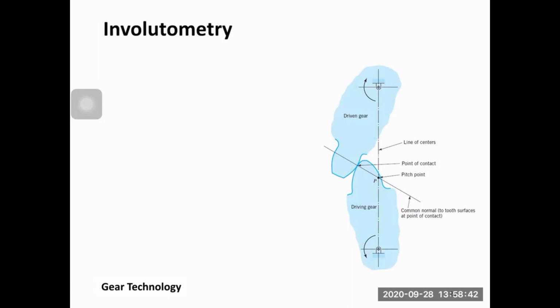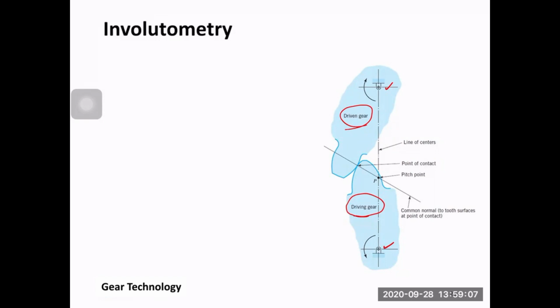Okay, so what you see on the screen here is a driving gear and a driven gear. The driving gear rotates about this center point, and the driven gear rotates about this center point. Here we are showing only one tooth each, okay? But the rest is there. It's just a snapshot of one tooth only, right?